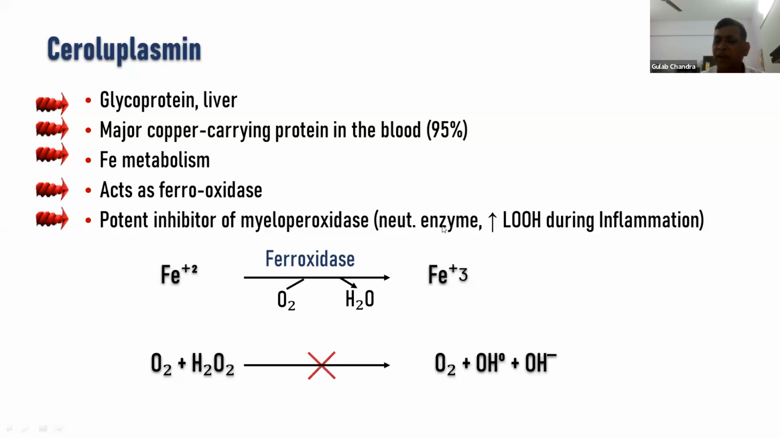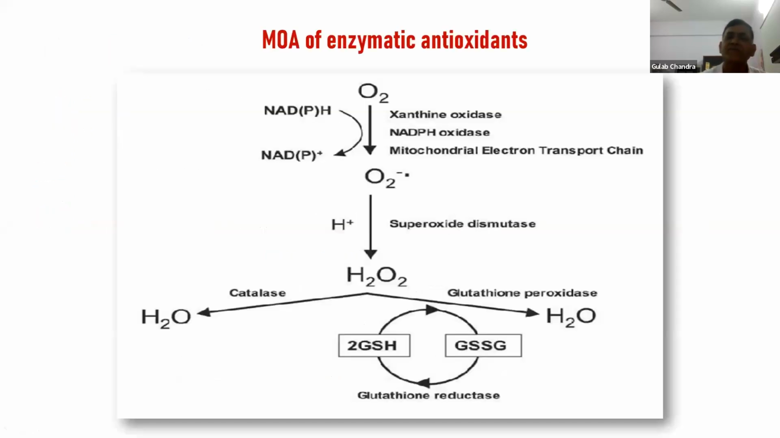Myeloperoxidase is responsible for the production of lipid hydroperoxides during inflammation. Ceruloplasmin also changes the ferrous form of iron to the ferric form and prevents the Fenton reaction. So hydrogen peroxide never changes into hydroxyl radicals, because ceruloplasmin is a potent inhibitor of the Fenton reaction. This is the mechanism of action by which enzymatic antioxidants take place.